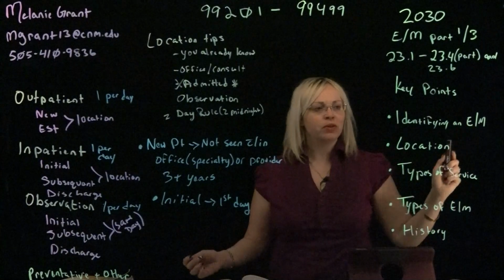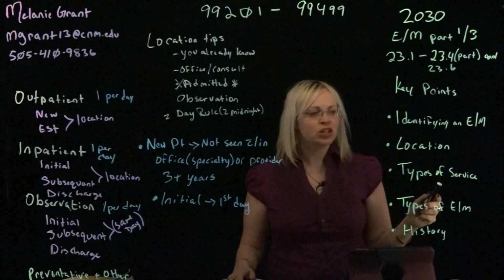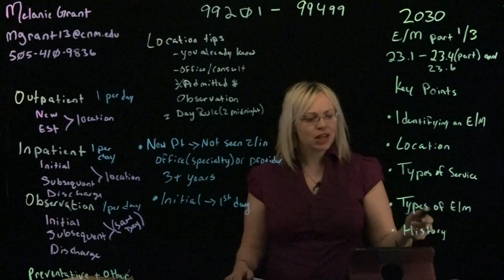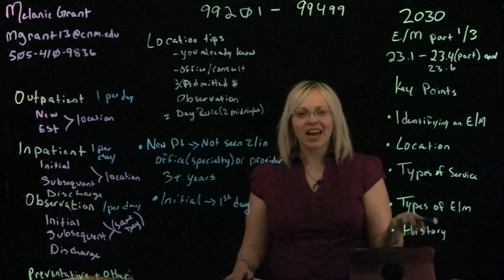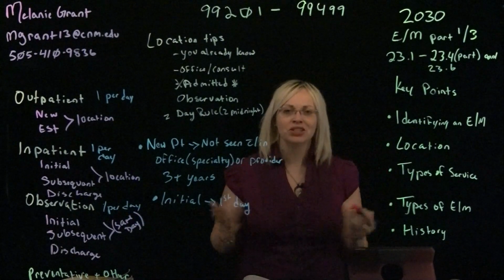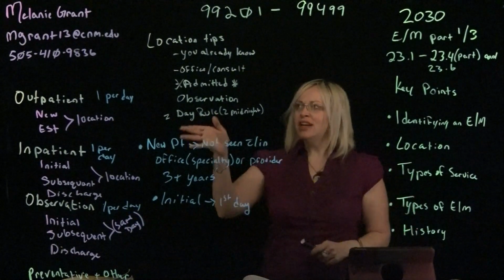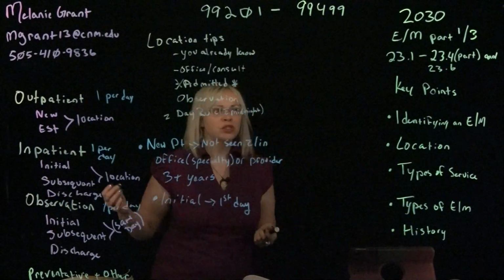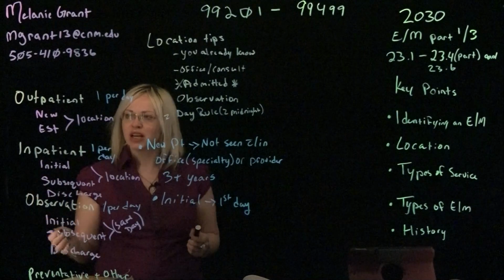Some key points we'll be focusing on are identifying the evaluation and management code, identifying location and types of service, as well as types of E&Ms, and a little bit into the history portion of your E&M selection. So let's get started. I've written out for you on the board some of the guidelines that you want to think of. So we'll start with identifying the evaluation and management code.